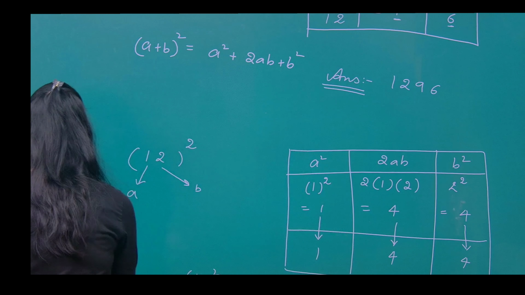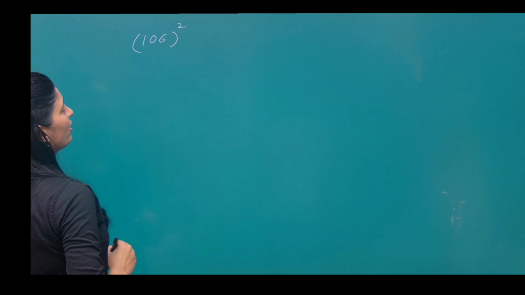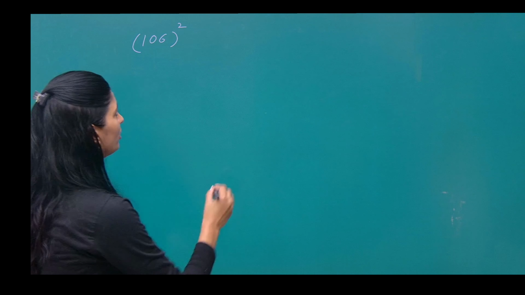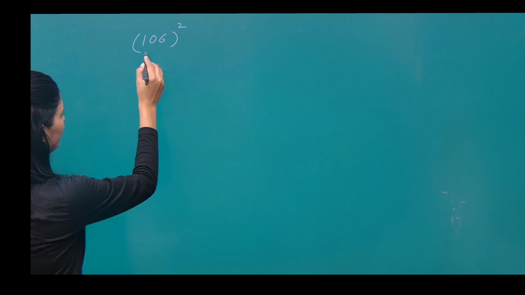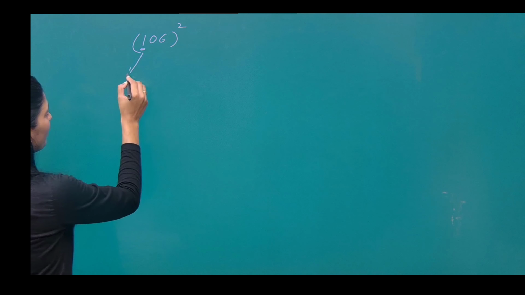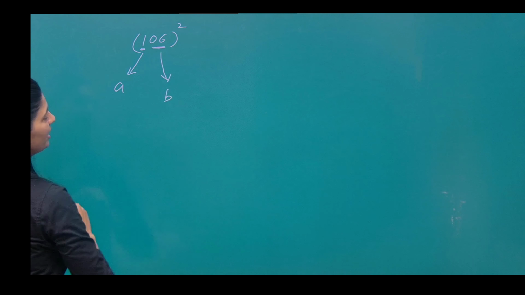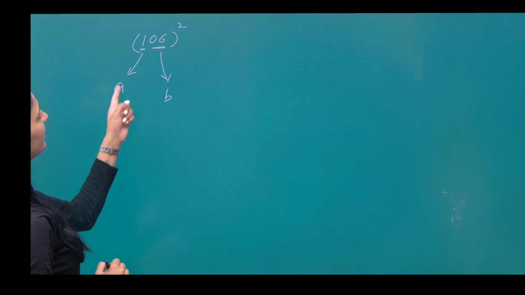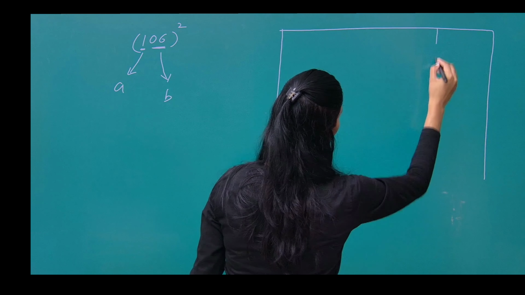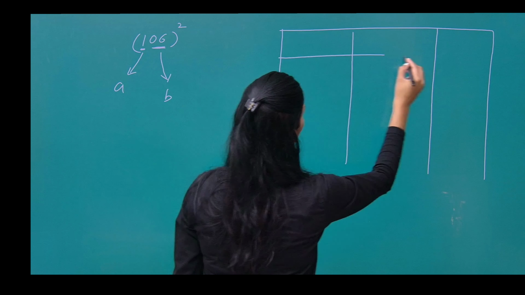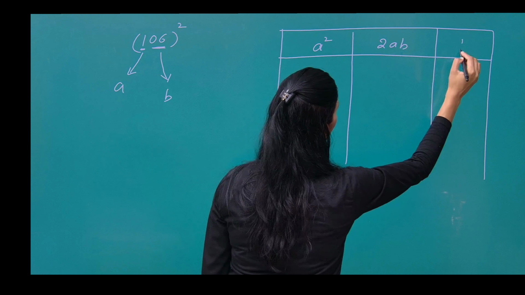Let's try to understand. Now let's calculate the square of 106 using the column method. Now in this, the division of this number into A and B is a little different. So this last number is our A and these two numbers become our B. So our B is 06 and A is 1. Again, we will create 3 columns. Heading remains the same: A square, 2AB, B square.